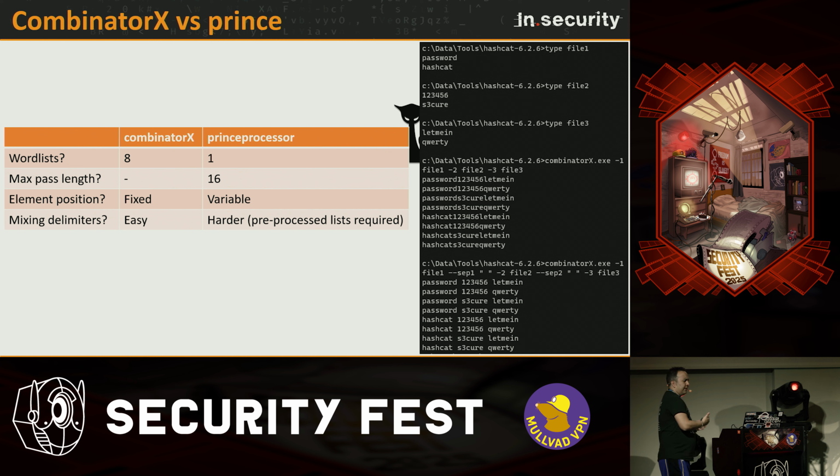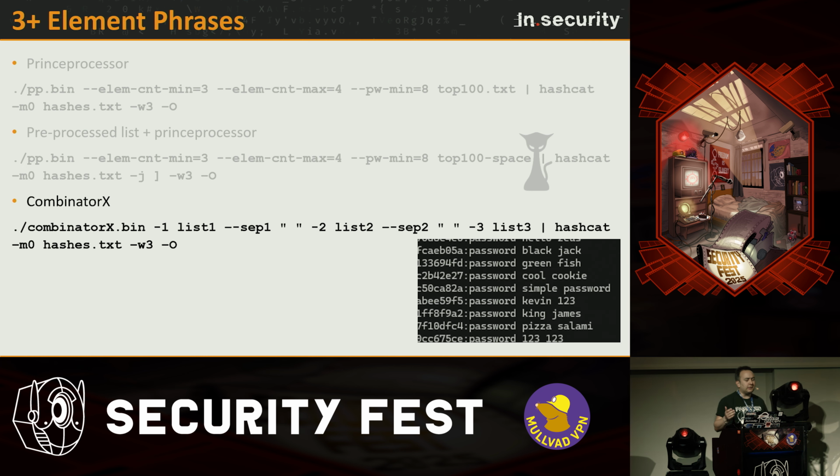You'd have to work with more pre-processed lists if you were doing that with prince. But it is very useful, and it's another option. Like I said, it doesn't have the maximum 16-character password length limit the prince processor does. There's always multiple ways to do things. So there's the combinator X command. You take your 2, 3, 4 lists with your custom separators, which are of course optional, pipe that to hashcat, and then business as usual.